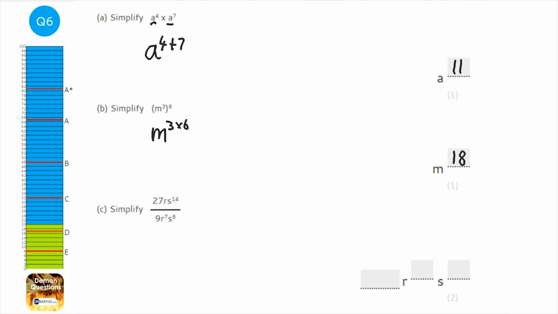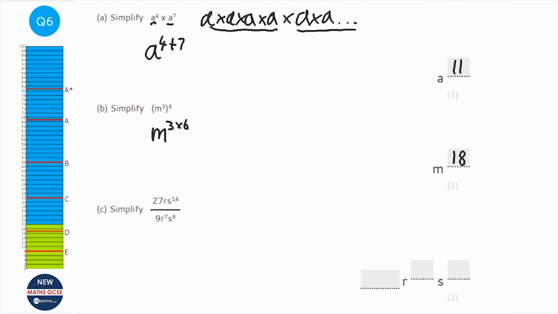Now the reason both those rules work is a to the power of 4 is just a times a times a times a, and then we're timesing it by a to the power of 7. So a to the power of 7 is a times a blah blah blah. So we've got 4 of them here and we've got 7 of them here.